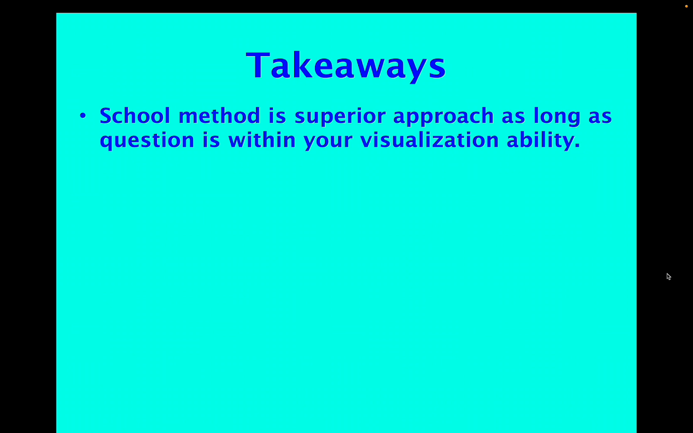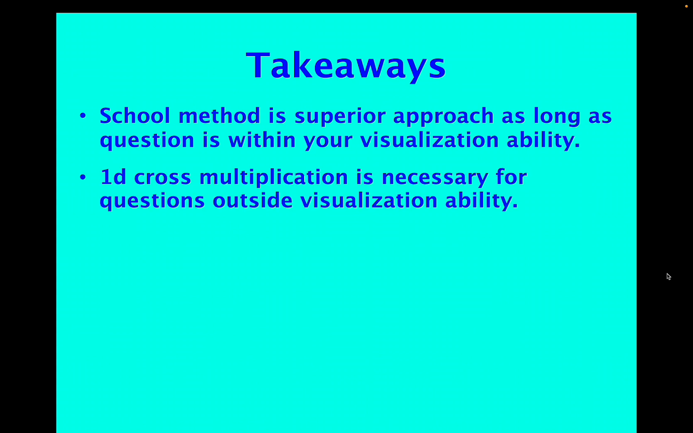So what should you take away from this comparison, the school method and cross multiplication? If the question is within your visualization ability, the school method is a superior approach. It's more efficient. It results in faster times. Deconstructing the number beyond what you need to deconstruct it is not an efficient way to solve calculations. If you cannot visualize the smaller of the two numbers you're working with and comfortably continue calculating, then cross multiplication is necessary in order to solve the question.